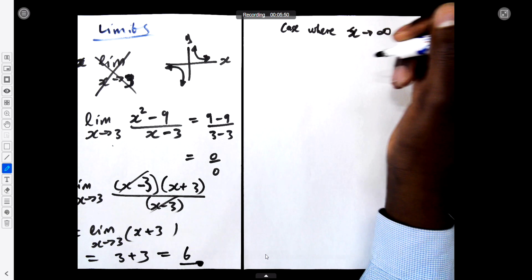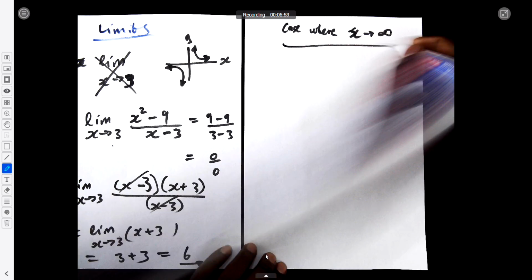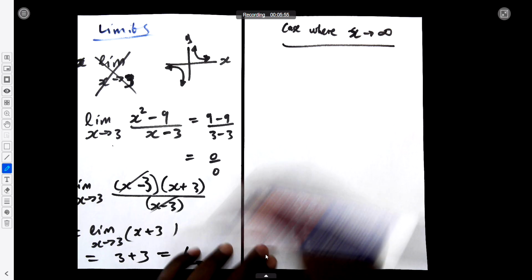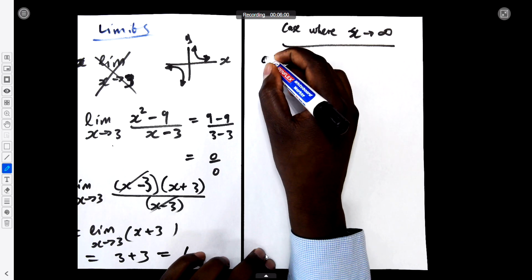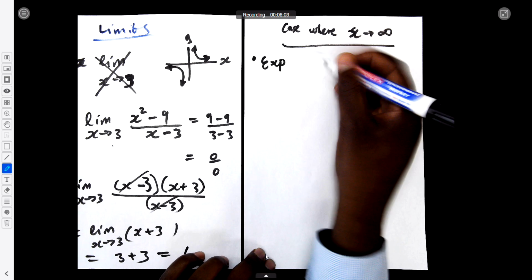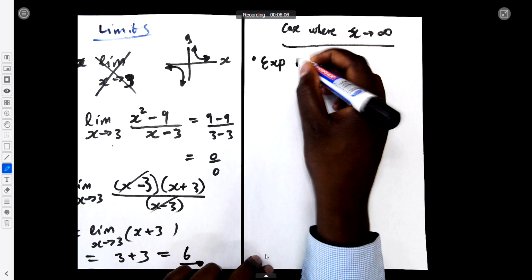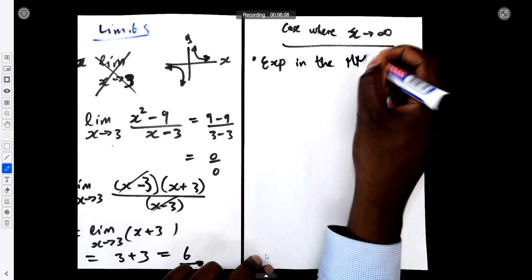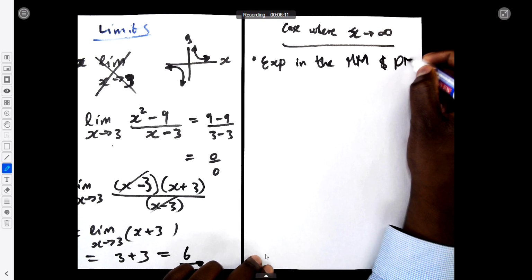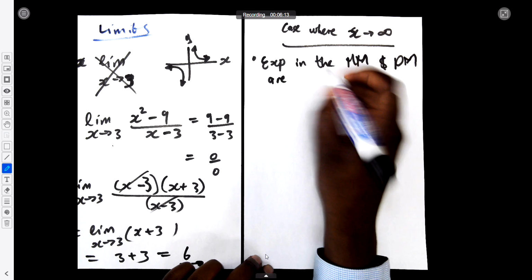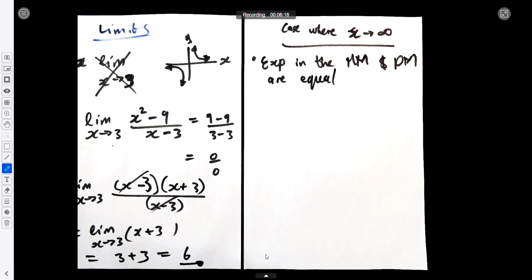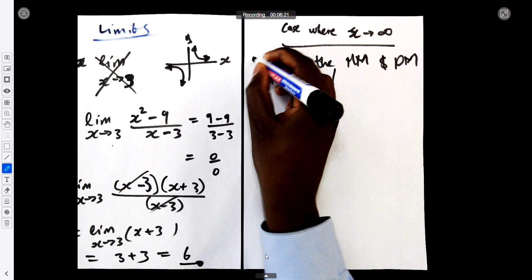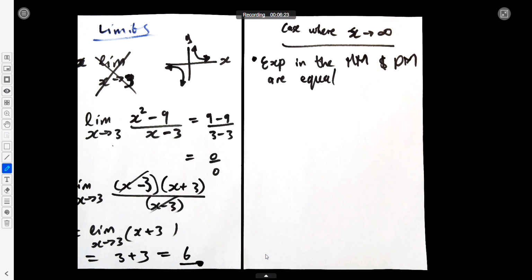So with the first condition, where x approaches infinity, let me start with this one. Let's say the degree of exponents in the numerator and both in the denominator are equal. The dot there, just know that I'm representing the degree of exponent. The degree of exponent in the numerator and denominator, they are both equal.